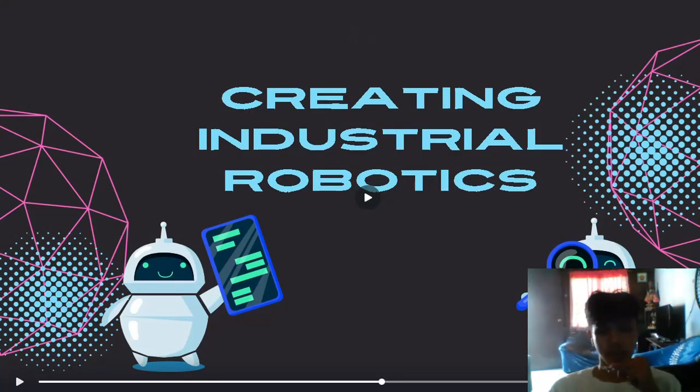Creating industrial robots. Industrial robots are crucial to the modern manufacturing process. With their precision, speed, and reliability, creating an industrial robot involves expertise in mechanical, electrical, and software engineering. Here are the steps involved.